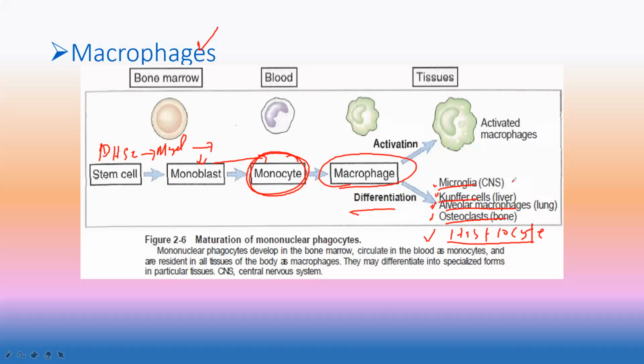Microglial cell, macrophage inside the CNS. Kupffer cell inside the liver. Alveolar macrophage inside the lung. Osteoclast inside the bone. Histiocytes inside the skin. Okay.